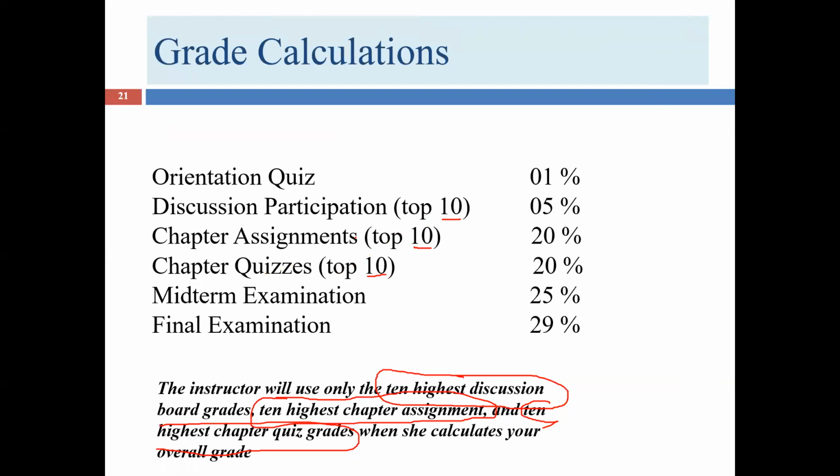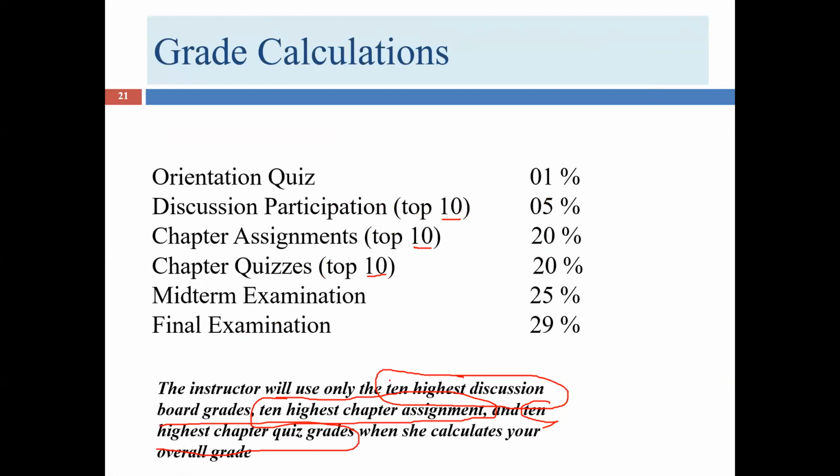As you can see, each chapter quiz is only worth 2% of your grade. Each chapter assignment is only worth 2% of your grade. Each discussion board is worth 0.5% of your grade. So missing one isn't a big deal, but you obviously ideally don't want to miss any. So that's how this works, and that's a helpful thing to keep in mind.